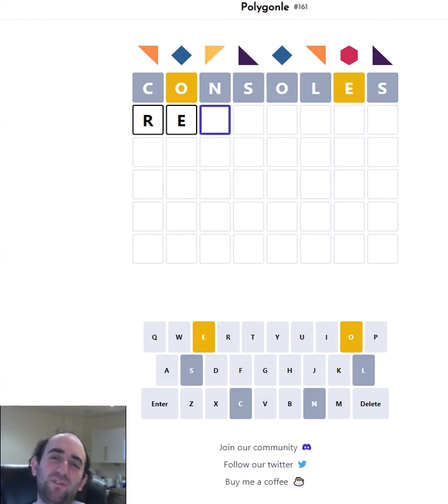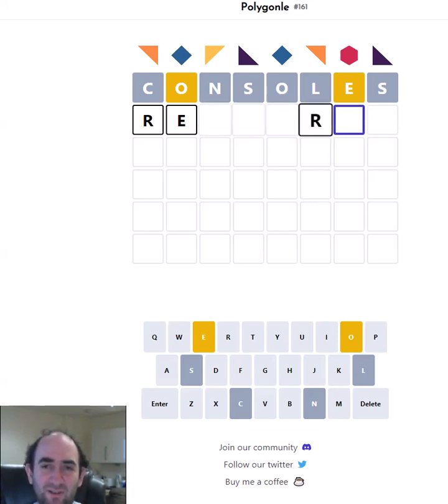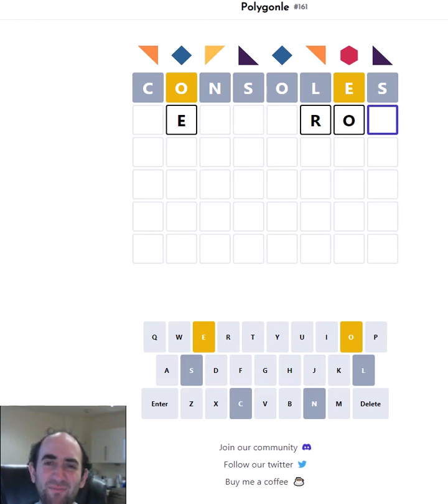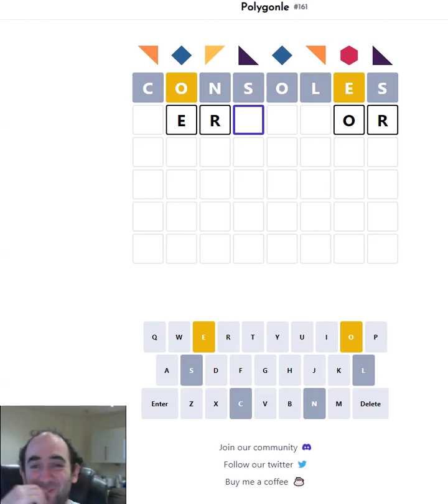What do I want to try? I want to find out if the O is third or sixth. I want to try the R and the E. I suppose I could try the R here instead. But then the O is still going to have to be here. Maybe the R is last. Oh, I don't know. I really don't know. I have absolutely no idea what I'm doing with this one.